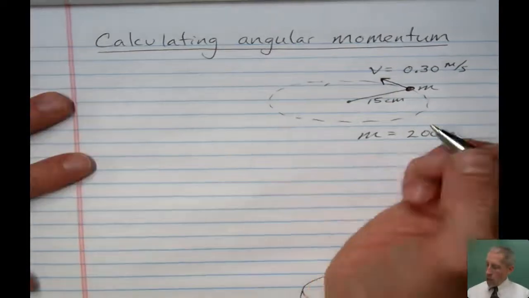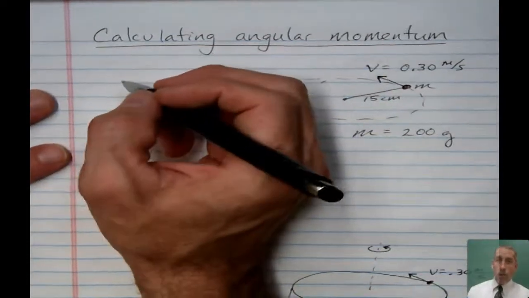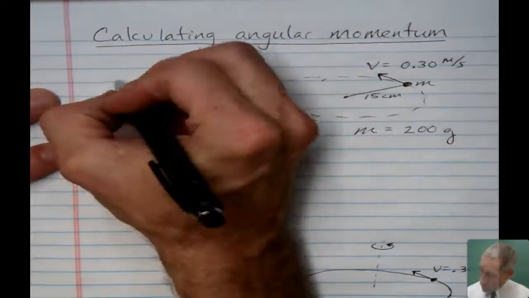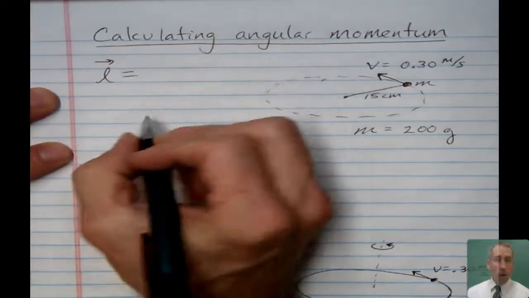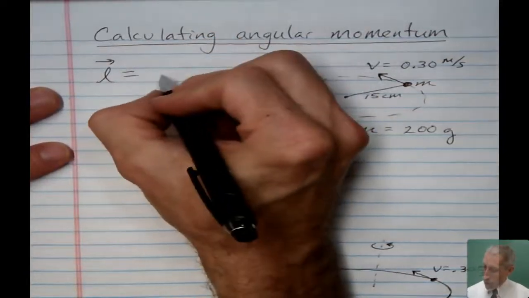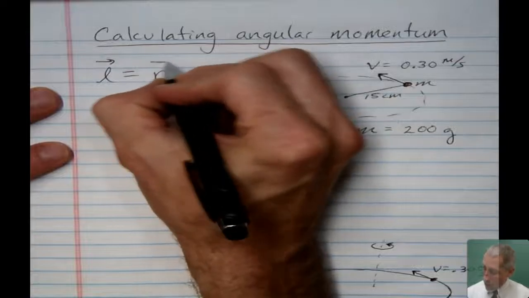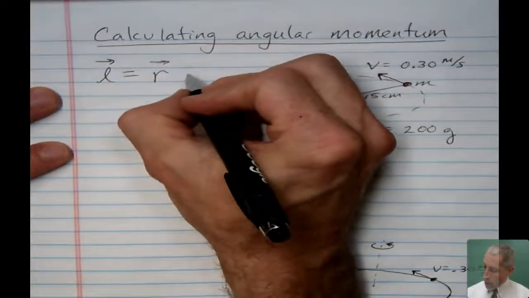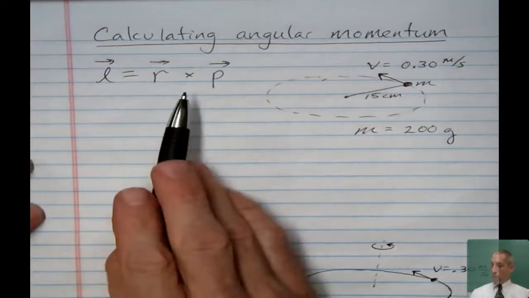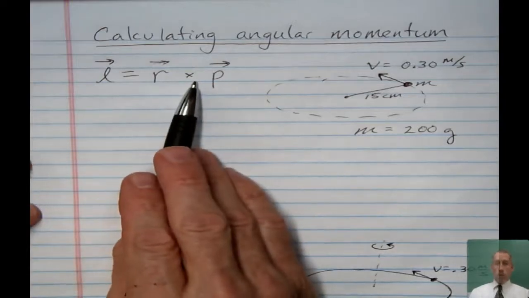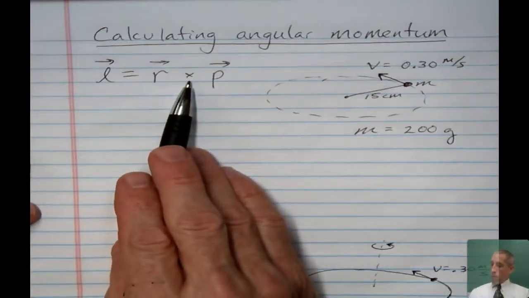So here's how we define it. It's a little unusual because we use the symbol L, either a lowercase l or a capital L. And the fundamental definition is in terms of our old familiar linear momentum. So here's how we write it formally. It is a cross product, which you should have seen by now. And what it means is this.